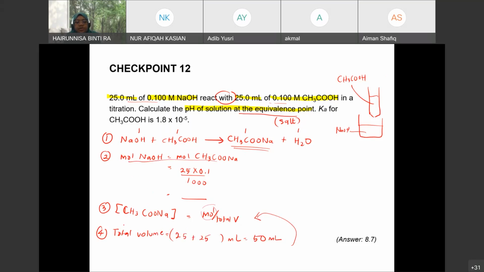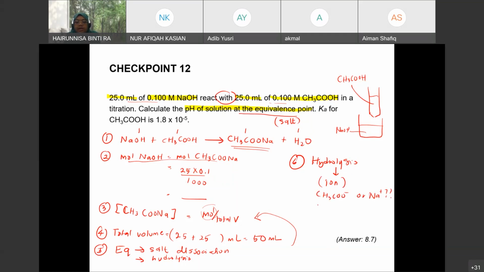Okay. After you dah dapat concentration, barulah kita continue with step number 5. So, kat sini you kena buat equation untuk salt dissociation. Okay. After that, equation untuk hydrolysis. Okay, lepas tu daripada hydrolysis tu, okay, kita buat apa? Kita dapatkan ion, hydrolysis ni ion yang akan hydrolyze lah. You pilih lah, either CH3COO minus or Na plus. Okay, pilih dan dia akan hydrolyze. Then step number 7, you sama ada you dapatkan H3O plus atau OH minus tu daripada ice table ataupun guna simplifying method formula lah. Simplifying method. Okay, dan barulah kita cari pH.